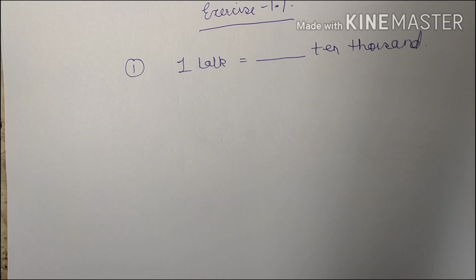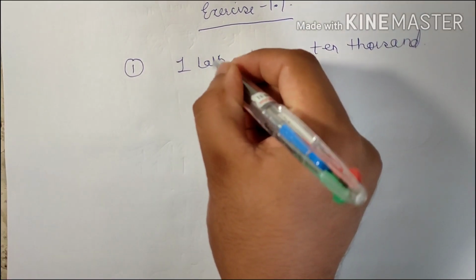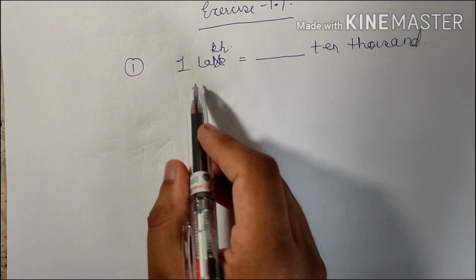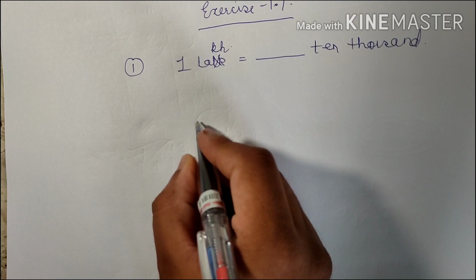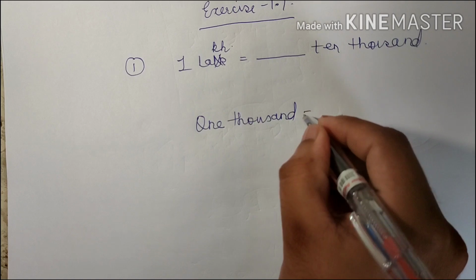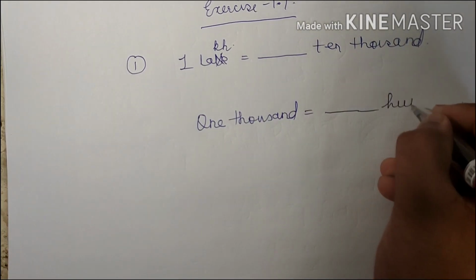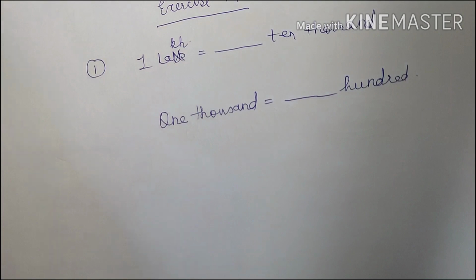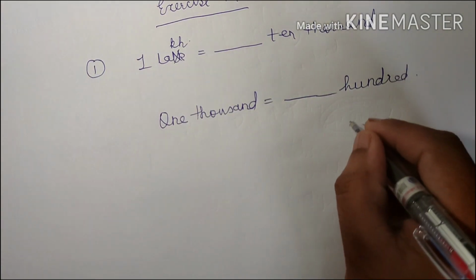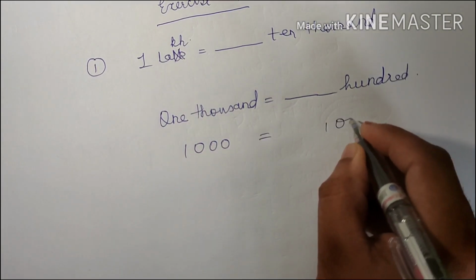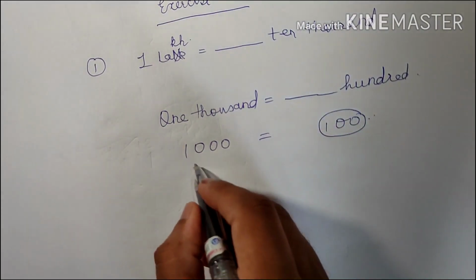Now before understanding this, sorry, my spelling, LAKH. Before understanding this, you first tell me, if we have 1000, then how many hundreds will you need to make it 1,000? First you tell me, students, how many hundreds will you need to make 1,000? So let me explain. Suppose this is 1000 and you are having 100. How many hundreds will you need to make 1000?